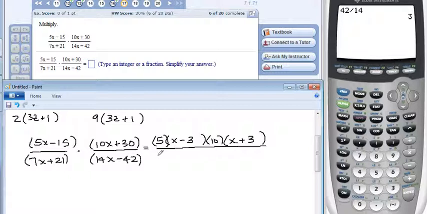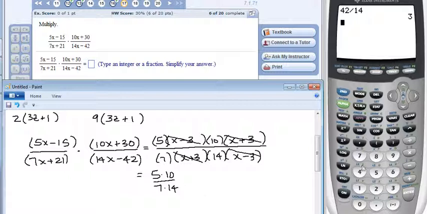Common 7. Divide through by 7, I get x plus 3. Common 14. And I would have an x minus 3 left over. So my x plus 3, those are gone. My x minus 3, those are gone. All that's left are numbers. So I have 5 times 10 over 7 times 14.